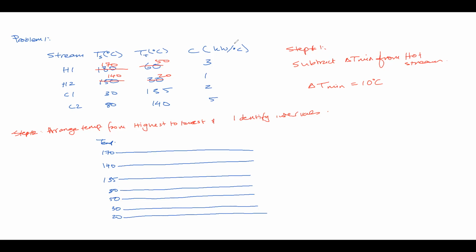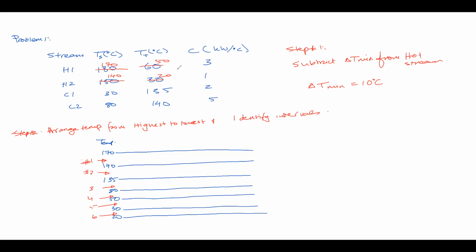Okay, and here after defining the highest to lowest, I can clearly see that this is interval number 1, right? This is interval number 2 here, 3, 4, 5, 6. So I have 6 intervals.